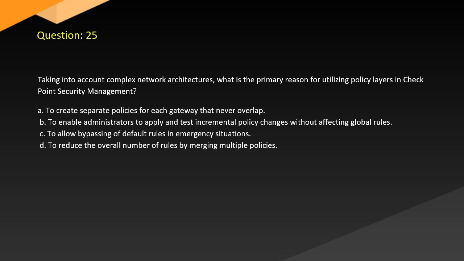Question 25. Taking into account complex network architectures, what is the primary reason for utilizing policy layers in Check Point security management? A. To create separate policies for each gateway that never overlap. B. To enable administrators to apply and test incremental policy changes without affecting global rules. C. To allow bypassing of default rules in emergency situations. D. To reduce the overall number of rules by merging multiple policies.